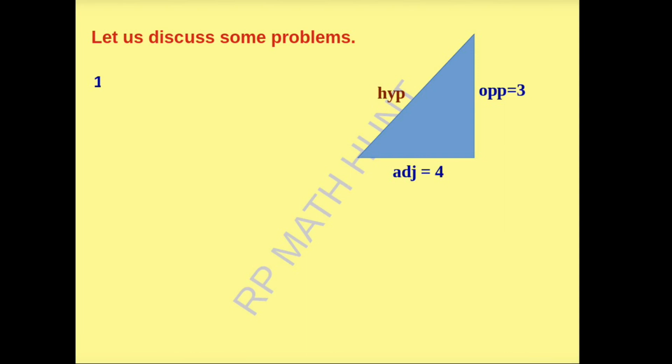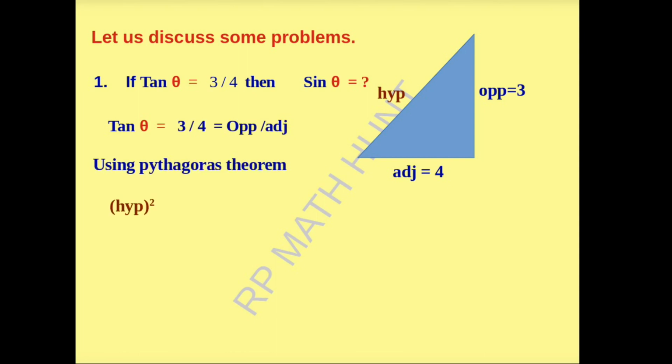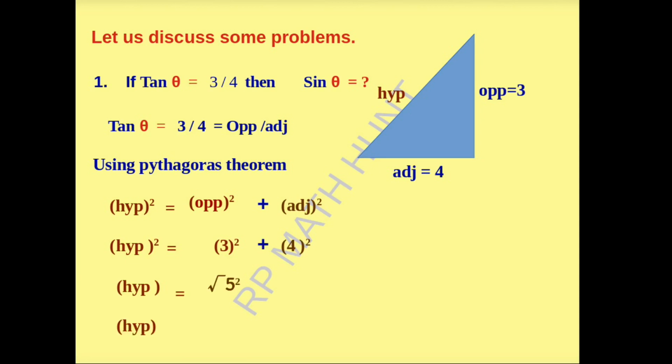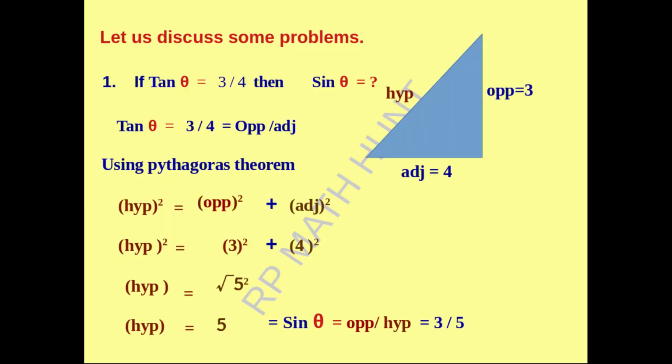1. If tan theta is equal to 3 by 4, then find sin theta. Now take a right angle triangle. Given data is 3 by 4, that is opposite by adjacent. Hypotenuse is not given. Using Pythagoras theorem, hypotenuse square is equal to opposite square plus adjacent square. Hypotenuse square is equal to 3 square plus 4 square, which is the square root of 25. That is, hypotenuse is equal to 5. This implies sin theta is equal to opposite by hypotenuse. Opposite is 3, hypotenuse is 5. Sin theta is equal to 3 by 5.